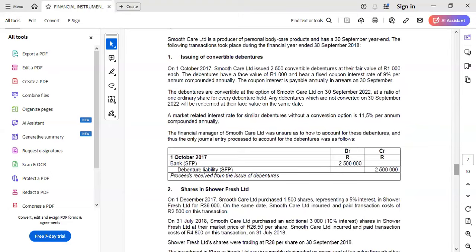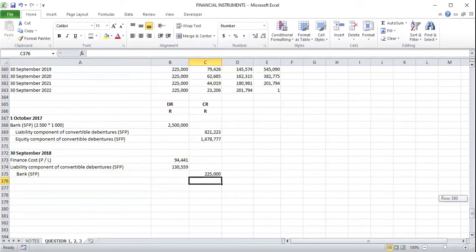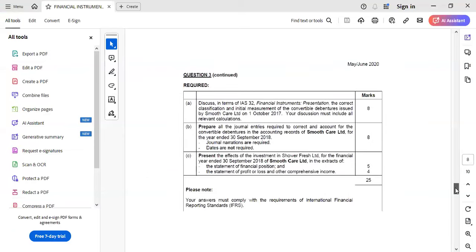Right. So that's it on that one. And the last question for the day is part C. Present the effects of the investment in Shower Fresh Limited in the extracts. So they can also ask you to do this. And please, can you go in your books and try to do the disclosures? You can just take the examples and then try to do the disclosures. But maybe I'll find a question, then I can just send it to you in the groups.